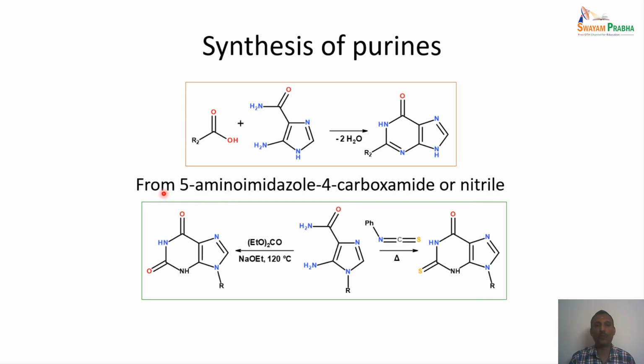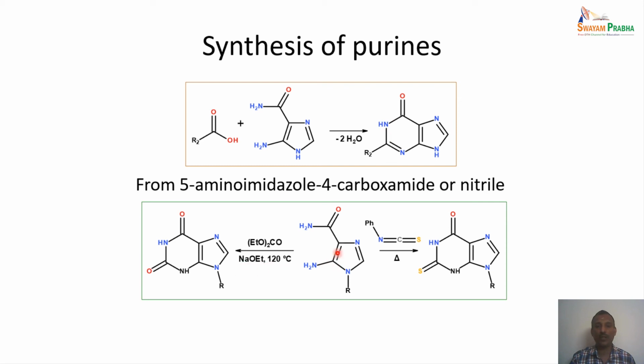We can also prepare purines from 5-amino-imidazole-4-carboxamide or from the nitrile derivative. This is the amide unit, this is the amino unit, this is the imidazole unit. That means at the 5 position we have an amino unit, and at the 4 position we have a carboxamide unit, which is present in the imidazole. This is reacted with the carboxylic acid, which leads to the formation of this particular purine.